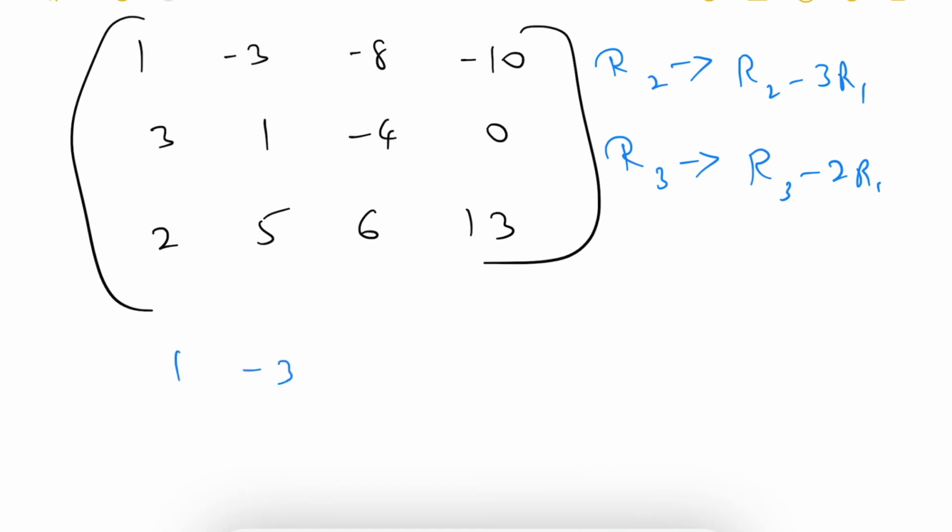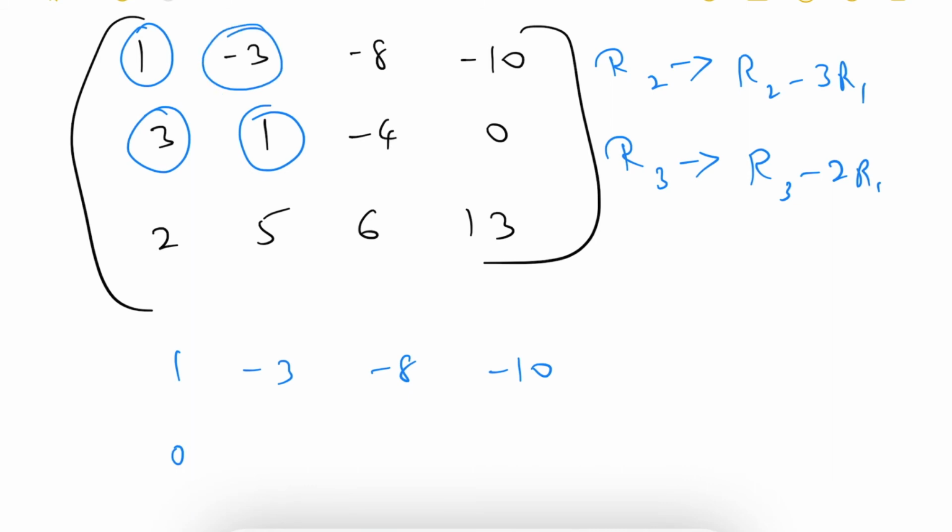1 minus 3 minus 8 minus 10. Next second row then, R2 minus 3 R1. So 3 minus 3 0. Next 1, it's already minus, it will become plus now. So 3 3s are 9. Just a minute, R2 is 1 minus 3 into R1 is minus 3. So 1 minus into minus plus 3 plus 3 9. So 1 plus 9 it will become 10. Okay, next same way.